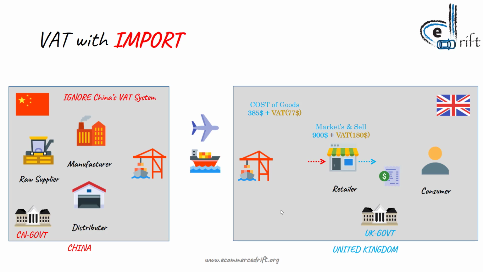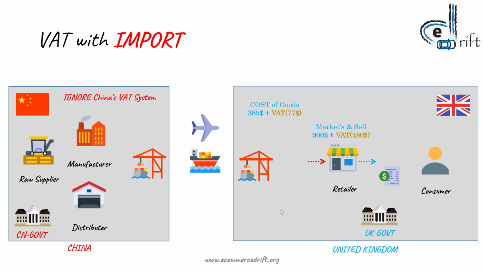That distributor, raw supplier, and manufacturer, all of those entities are inside of China, and China has its own VAT system and government. So we're not even concerned with that because the two systems don't correlate. So what happens is that once you import stuff from China, the VAT is calculated on the cost of goods. Meaning, if your goods cost around $385 in this case, then the VAT will be applied to that amount. And that will be called an import VAT.